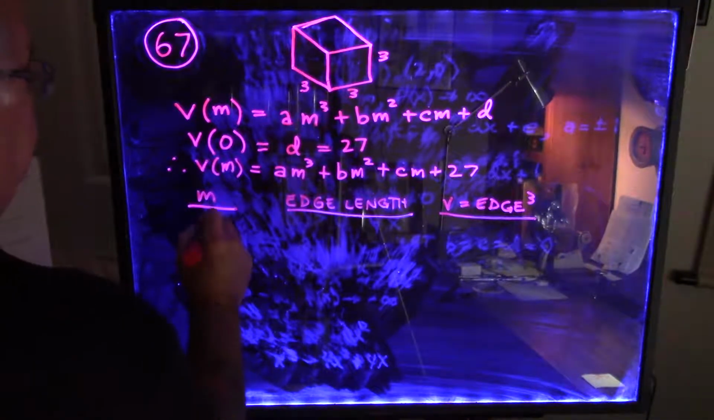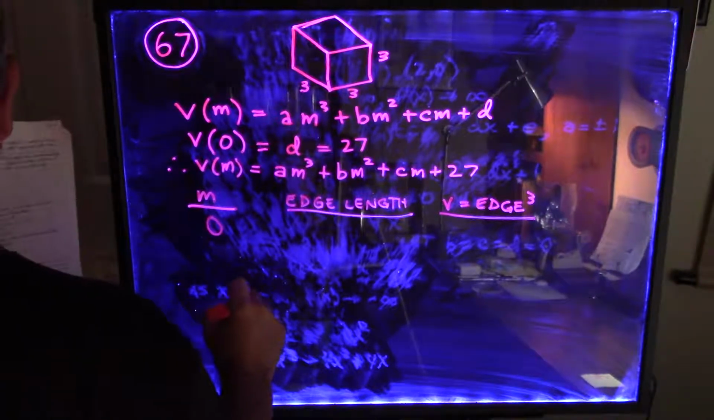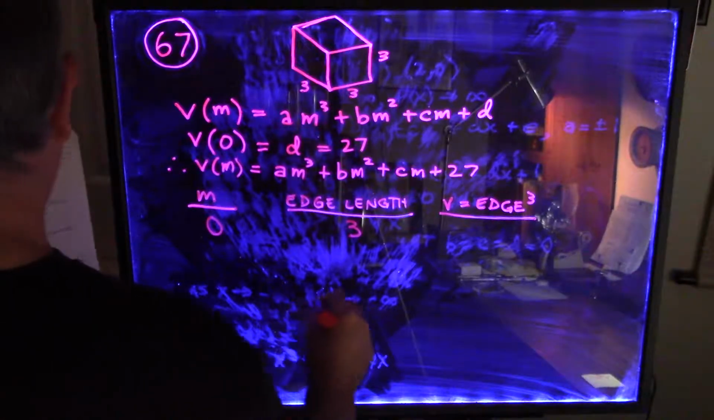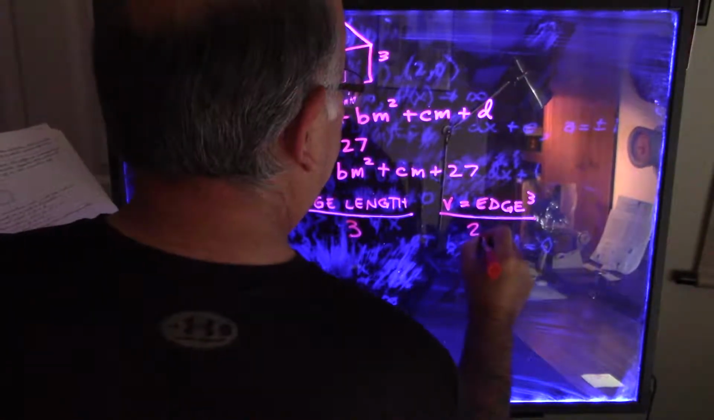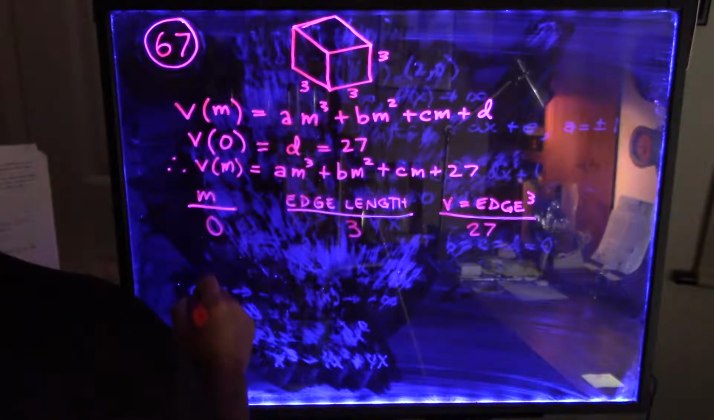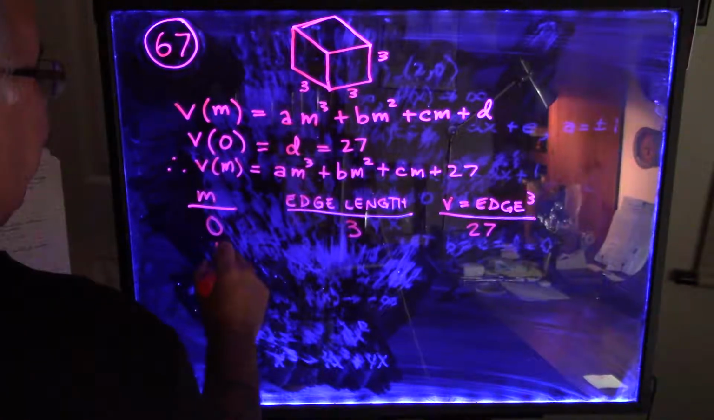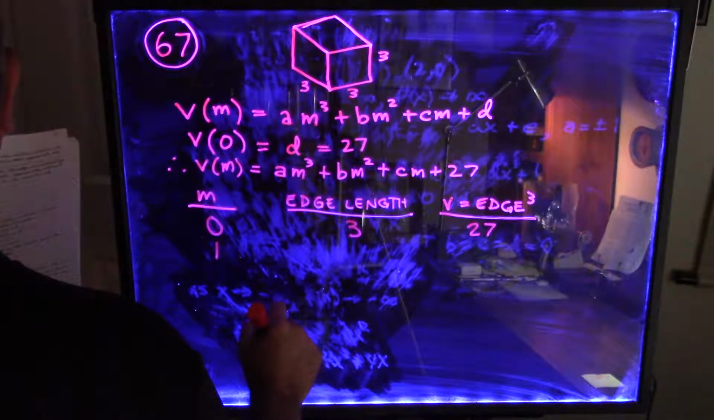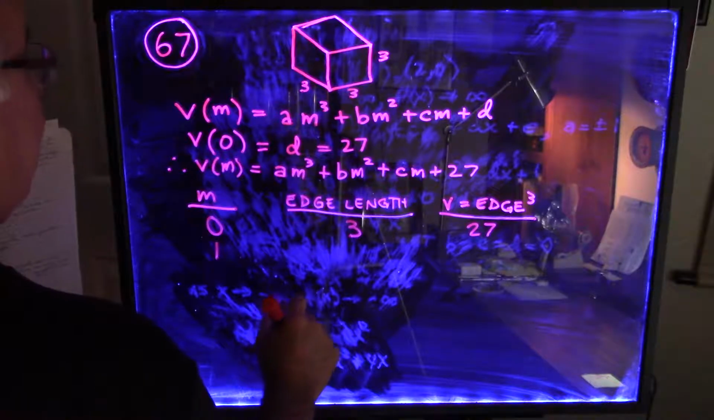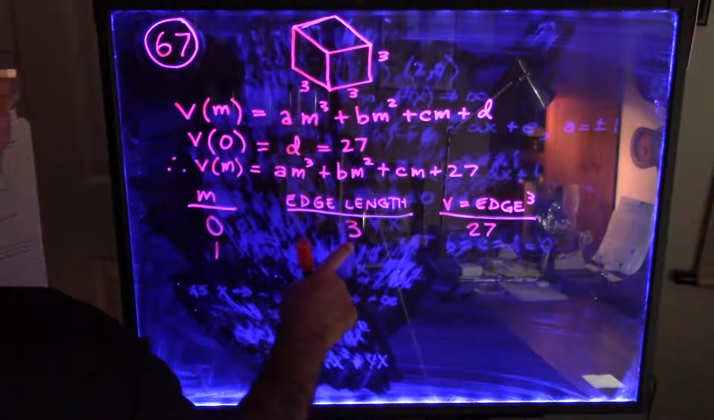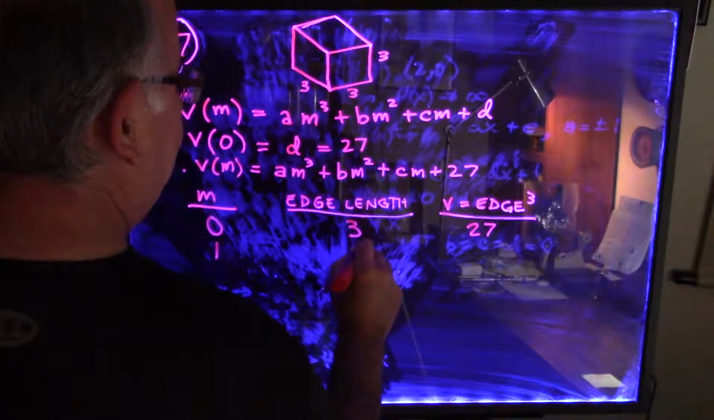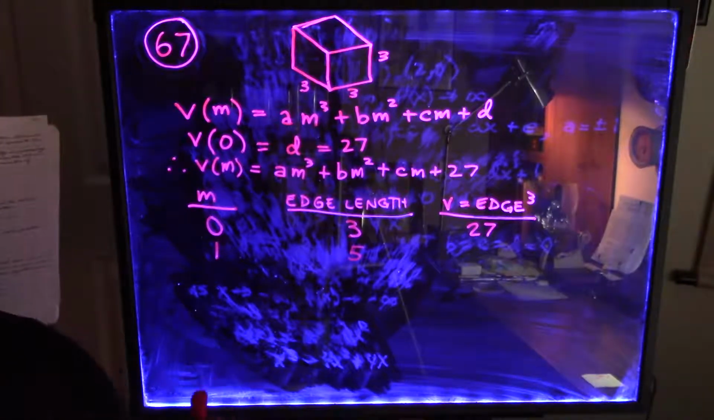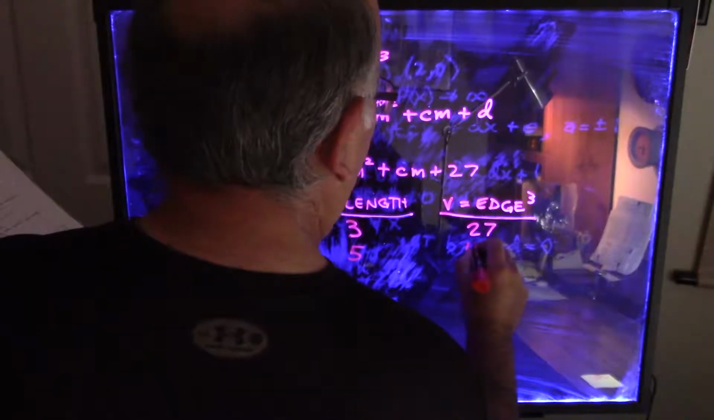At time m equals 0 minutes, the edge length is 3, just like in the picture here, and we already know the volume at that point was 27. Now, after 1 minute goes by, we add 2 feet. The edge is increasing 2 feet per minute. So in 1 minute, each edge becomes 5, and the volume, edge cubed, is 5 times 5 times 5, or 125.